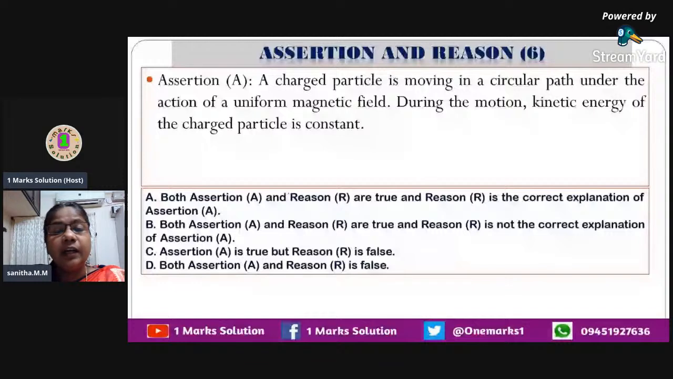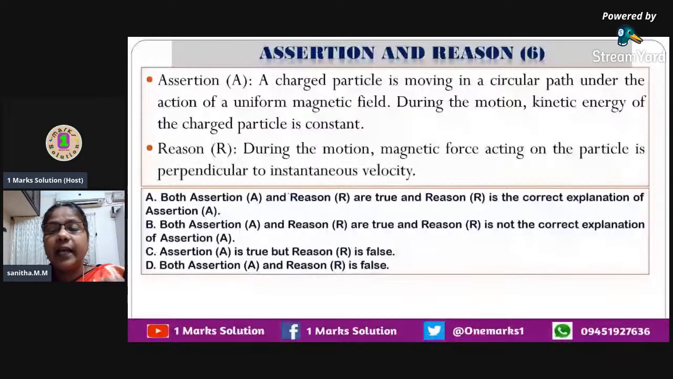Assertion is absolutely correct. What is the reason here? We can say during this motion, the magnetic force acting on the particle is perpendicular to the instantaneous velocity. That is absolutely correct. The centripetal force is provided by this magnetic force. It is perpendicular, that means it is towards the center.